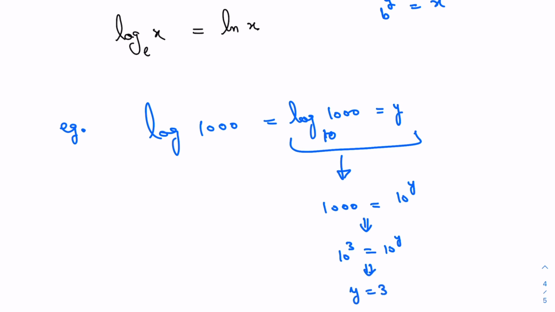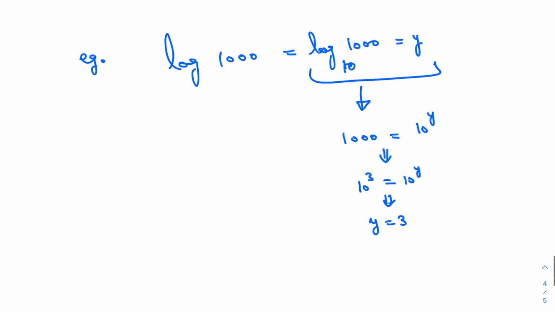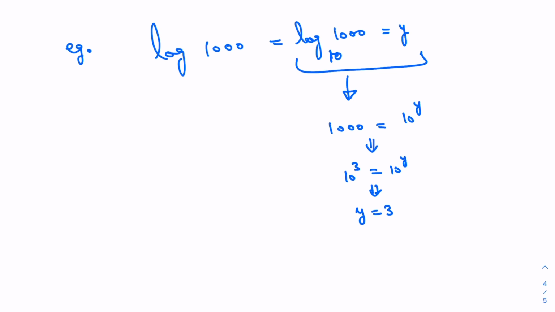Which means that the value of log 1000 base 10 is 3. Very easy. So we don't need any property for this, nothing is required. Just use the definition.